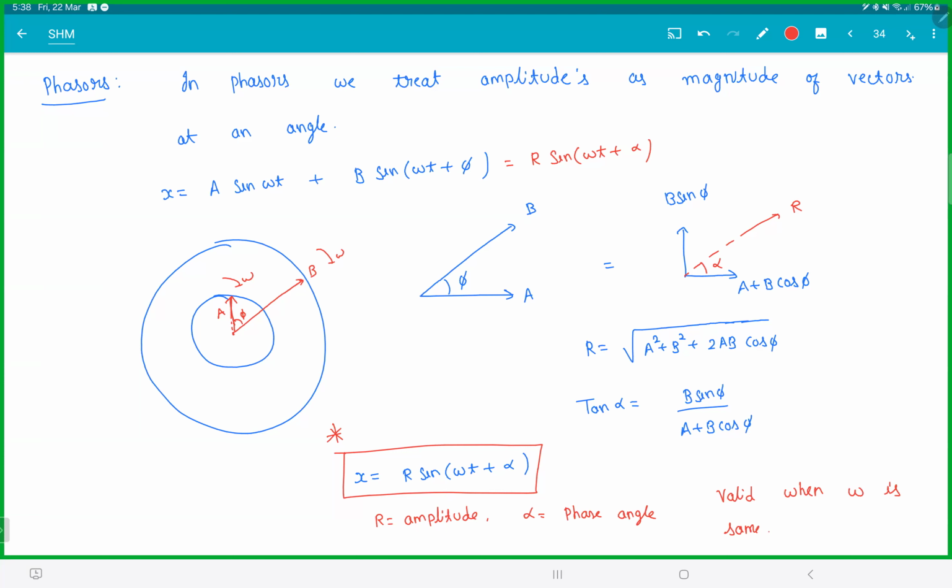Please have a look at this. This method is quite useful when you're even dealing with multiple functions. So no matter how many functions I give, you can just treat the amplitudes as vectors, and the phase angle as an angle with the horizontal. Add them and you're done.